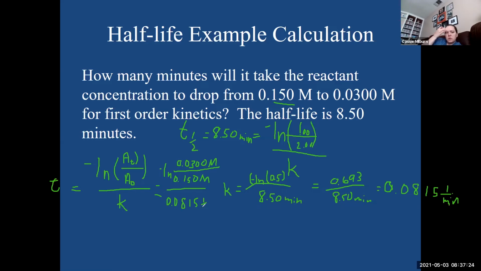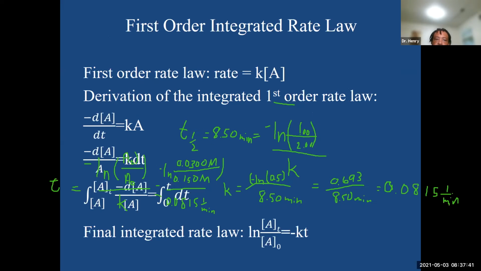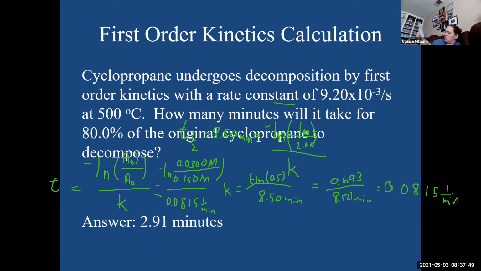Dr. Henry, for your initial equation, isn't it the A naught over A T, not A T over A naught? Well, when you subtract it, yeah, it's going to be... let's not screw that up. No, it's A T over A naught. But when you subtract it, it's going to flip. Okay, I had it written wrong. Sorry.